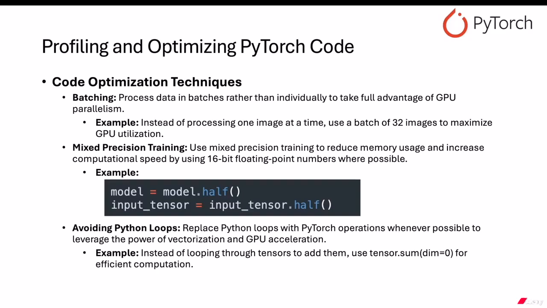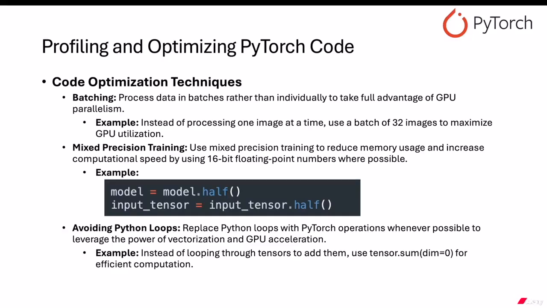Example is, instead of processing one image at a time, use a batch of 32 images to maximize GPU utilization. Mixed precision training. Use mixed precision training to reduce memory usage and increase computational speed by using 16-bit floating point numbers where possible. Example here is model = model.half(), input_tensor = input_tensor.half().